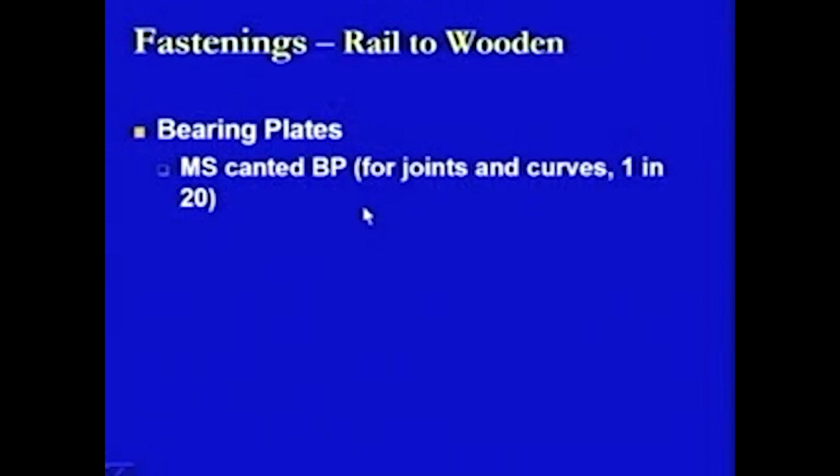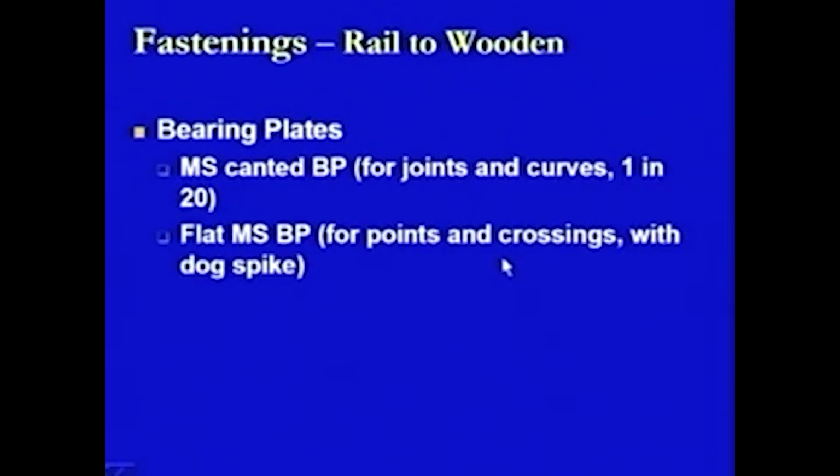These bearing plates are available in different forms. They are the mild steel canted bearing plate. Canted bearing plate is a plate where a 1 in 20 slope is provided, because the rails have to be placed at this slope, so that, because of the coning of the wheel, there is no problem with the coning of the wheel and the rail sections being provided. And mostly these MS canted bearing plates are provided on joints or on the curves.